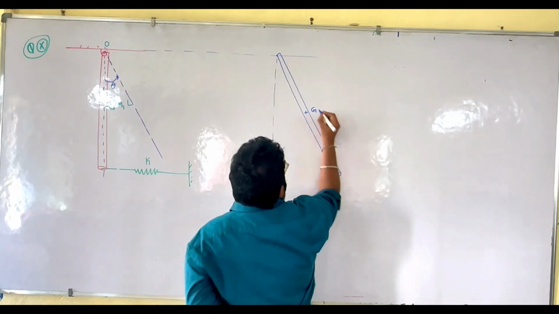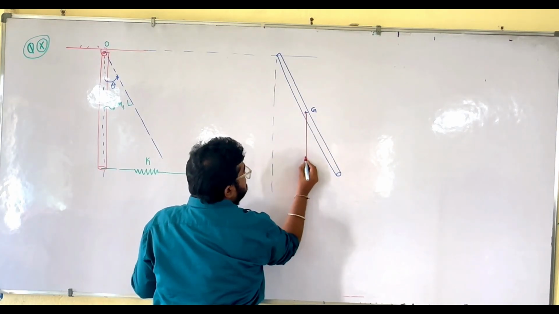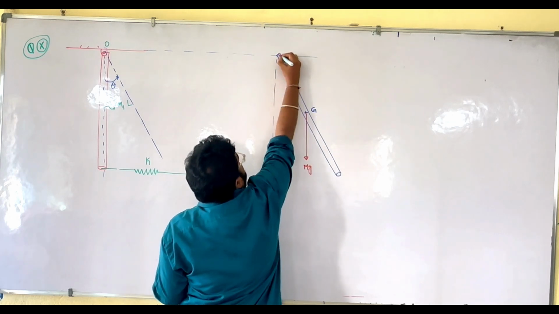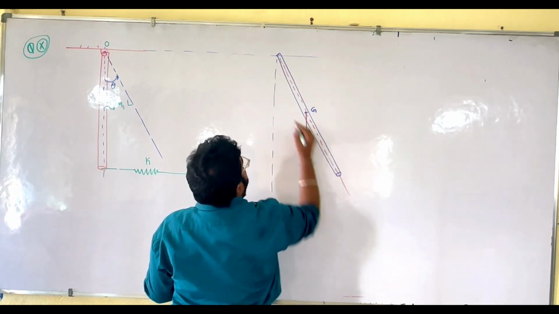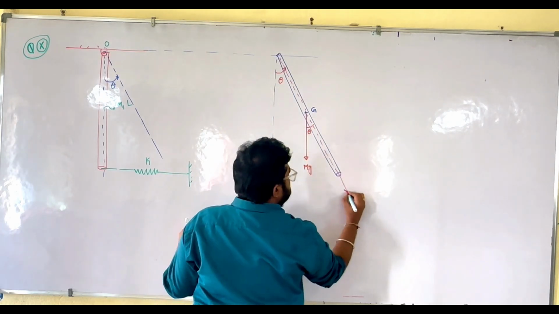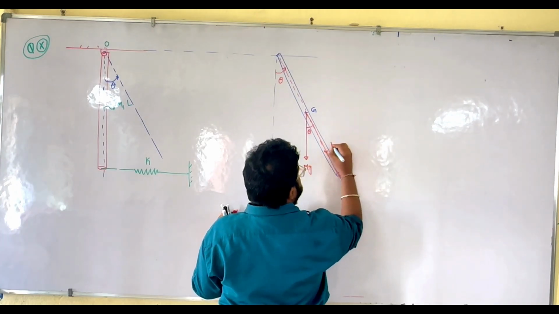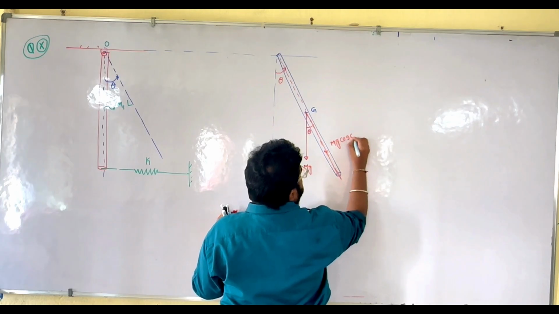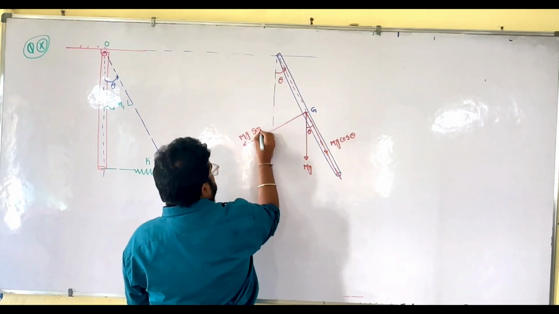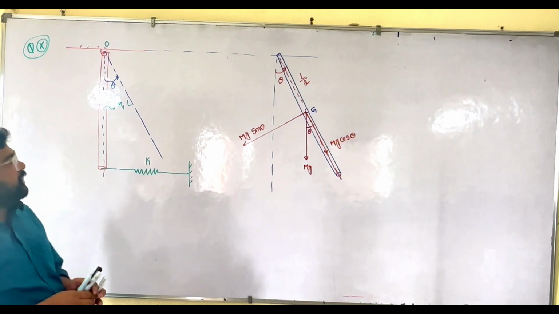This is G. The weight of the rod always has a vertically downward direction. This is the angular disturbance, theta. Mg cos theta acts along this direction, and mg sin theta acts along this direction. This is L by 2, the moment of weight.